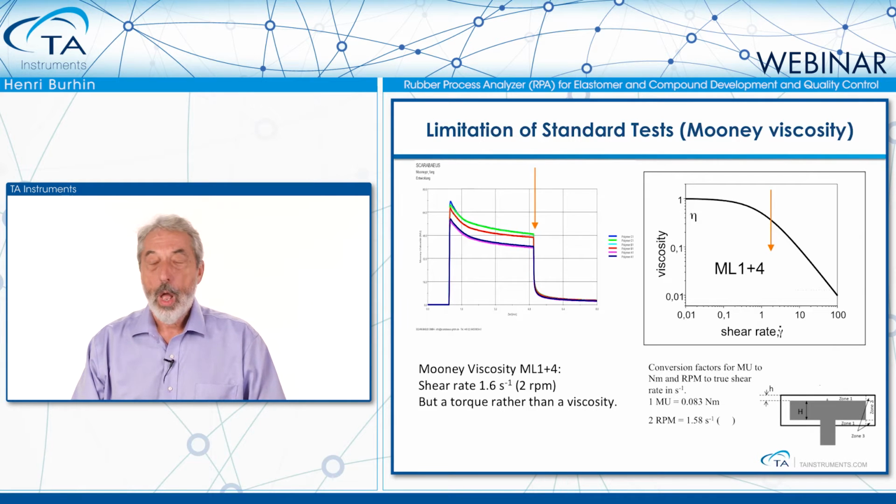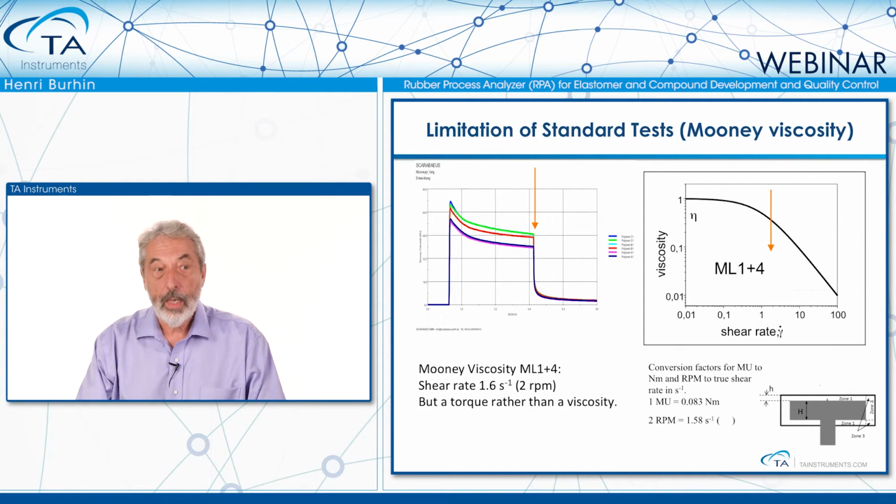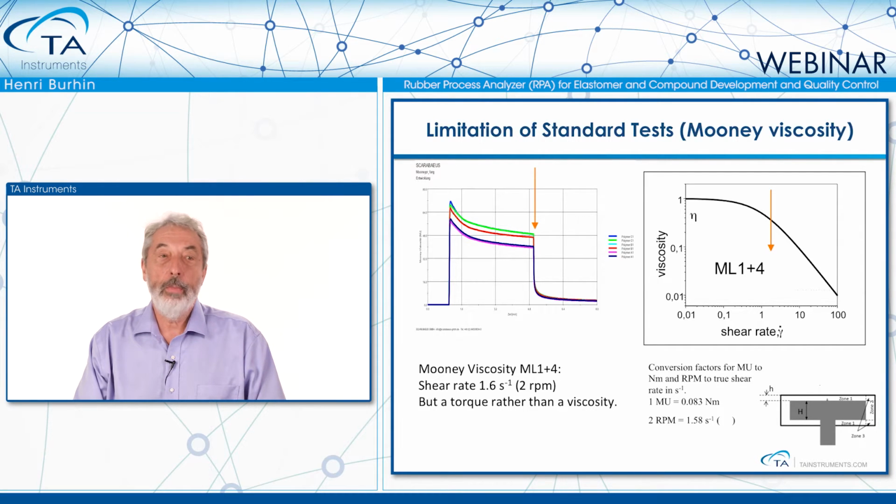What is really important is that the machine is recording a torque rather than a viscosity. Now, when we deal with polymer or compound, the viscosity of this material depends upon the shear rate which is applied in the test. So with only one rotation speed, the Mooney is not capable of capturing that important parameter.